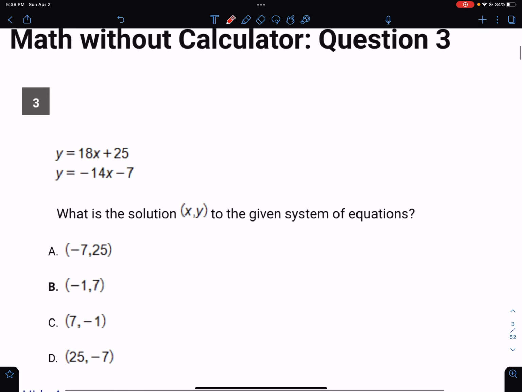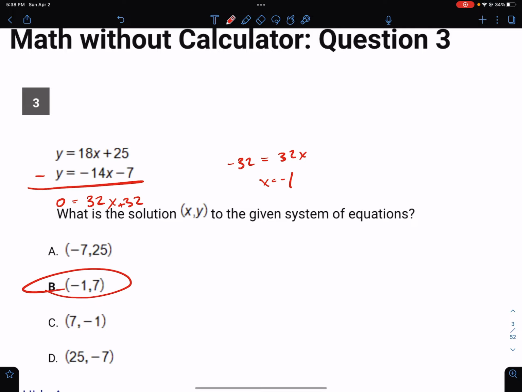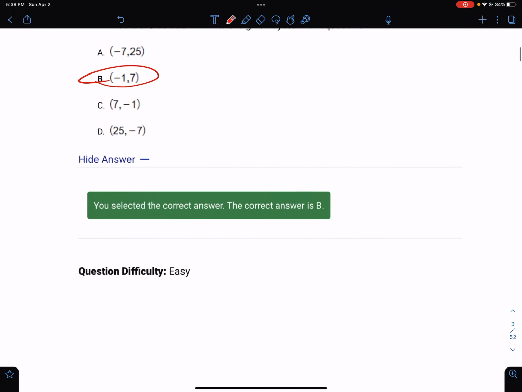Number 3 is a systems of equations question. So for this one, what I'll do is, elimination or substitution. I think I'll just subtract down. You have 0 equals 32x. 25 minus 7 is 32, so plus. From there, -32 equals 32x. X equals -1. All right, sweet. That's B. Let's keep on going.